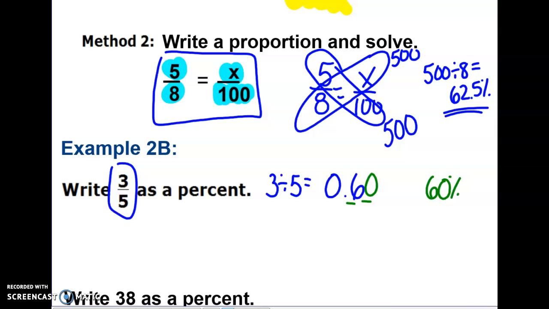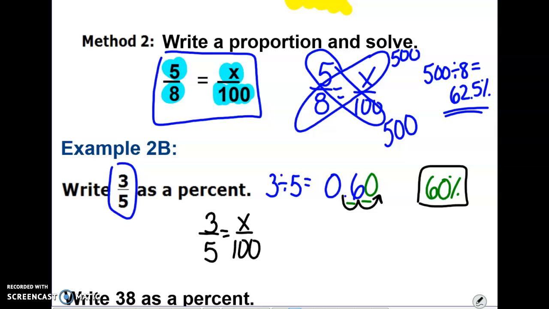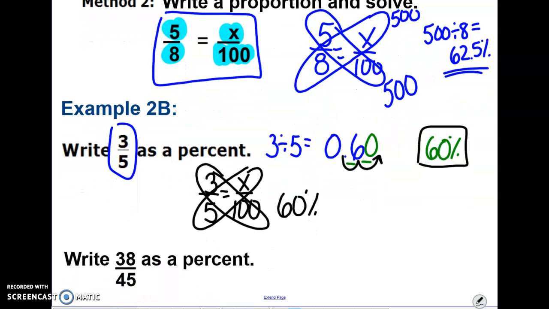I could also move the decimal point 2 places to the right, and that's going to give me my 60%. Now, if you're one that likes to do the proportion way, you could also do 3 is to 5 as x is to 100. You could do your cross products and get 300 here, and then you would divide 300 by 5, and that would give you 60 as your answer.